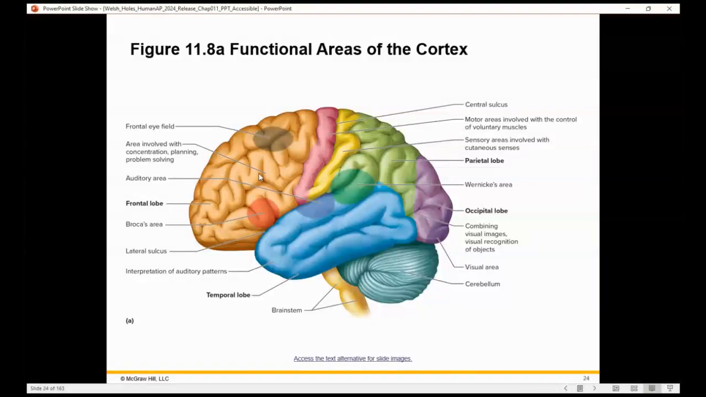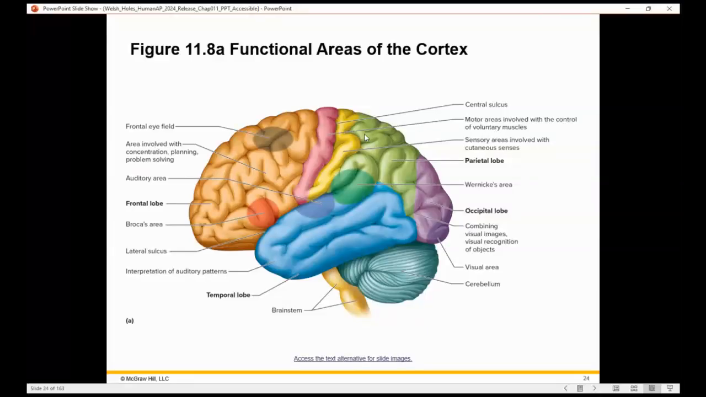Here's the frontal eye area. Here's an area involved in concentration and planning at the front. Here we have the auditory areas of the temporal lobe. Here we have Broca's area. We'll talk more about that later on. Here at the temporal lobe, the interpretation of auditory patterns area.